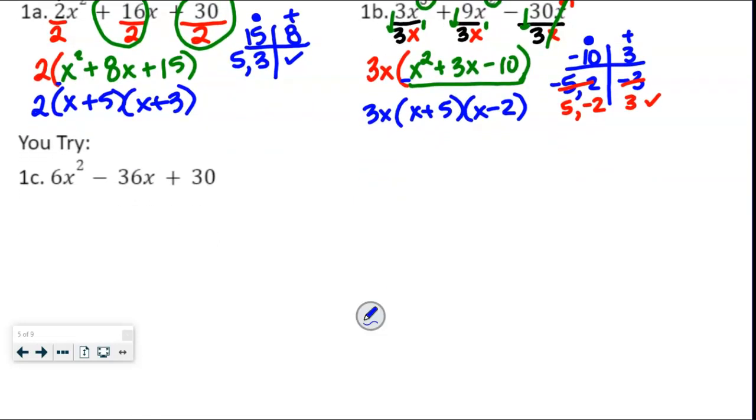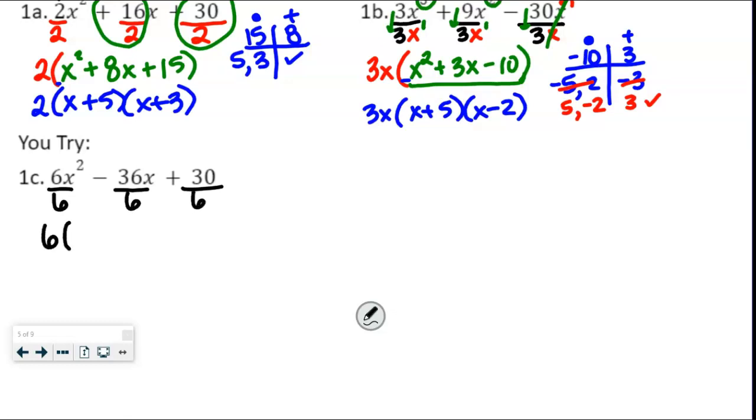And here we go. So same thing, right? Do we have a GCF? Because I saw a was greater than 1. Yes. So you should have divided all terms by 6. Good.